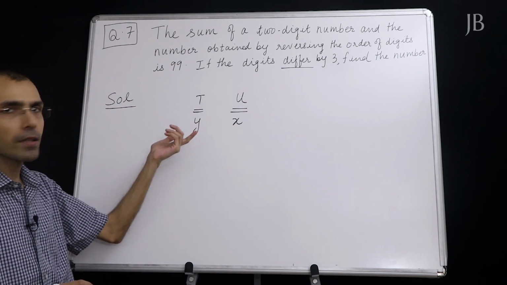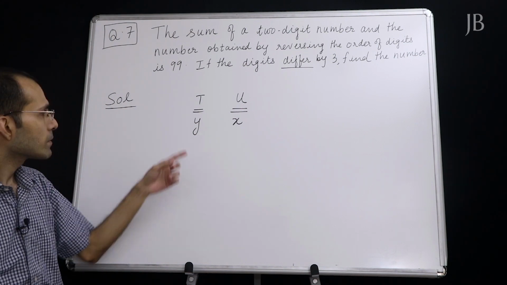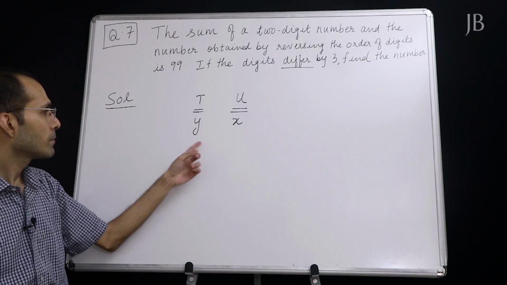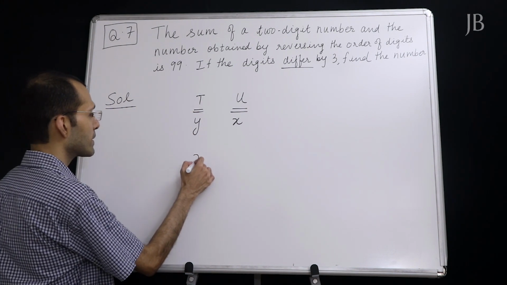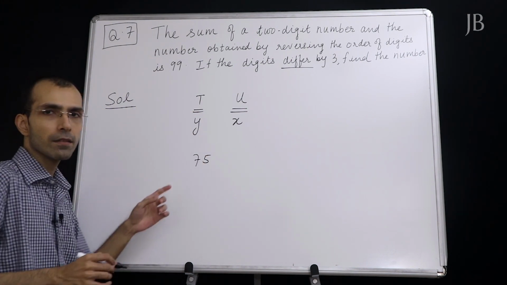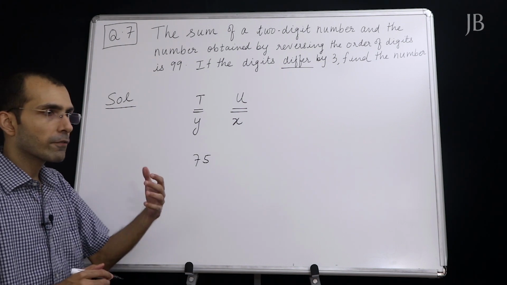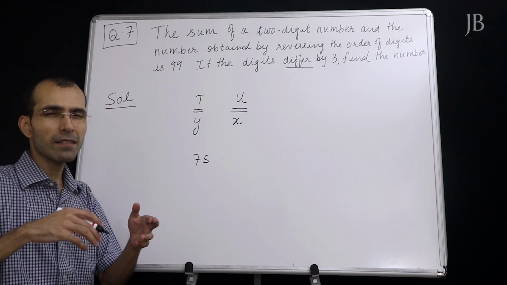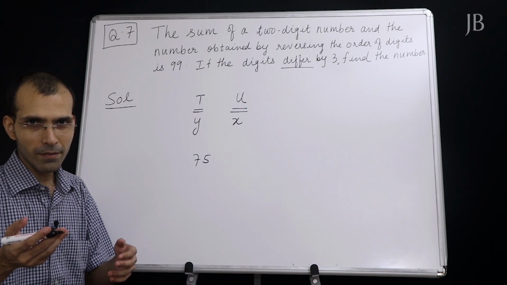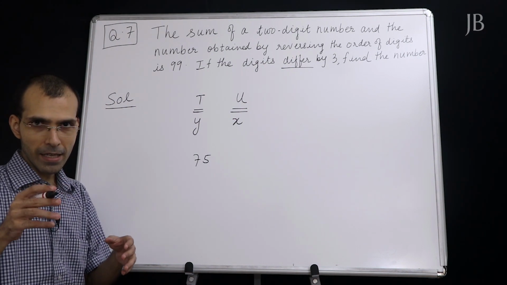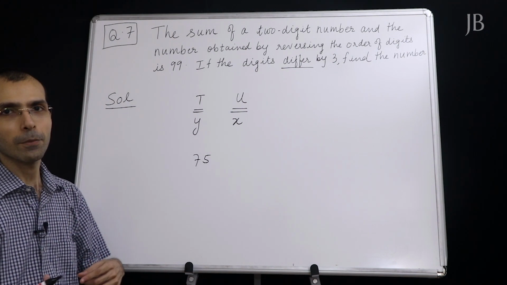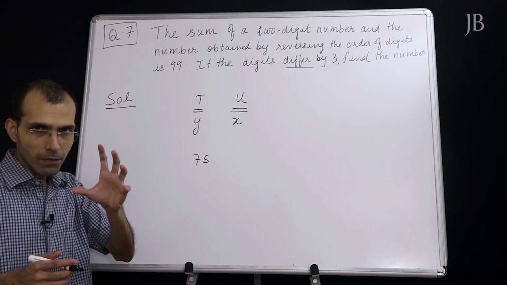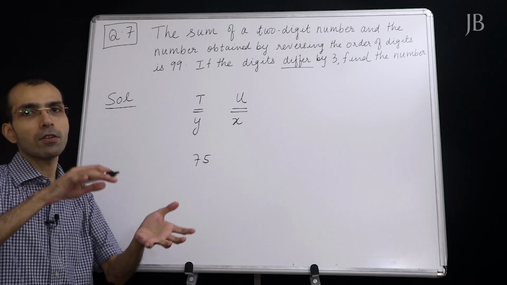See, suppose the number is 75. What's the difference between the digits? 2. Suppose the number is 75, the difference between the digits is 2. So the difference between 20 and 5 is 15, and the difference between 5 and 20 is also 15, because when we talk about difference, we always take the bigger quantity first.